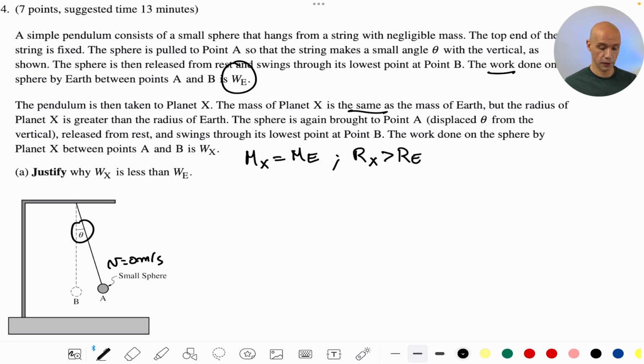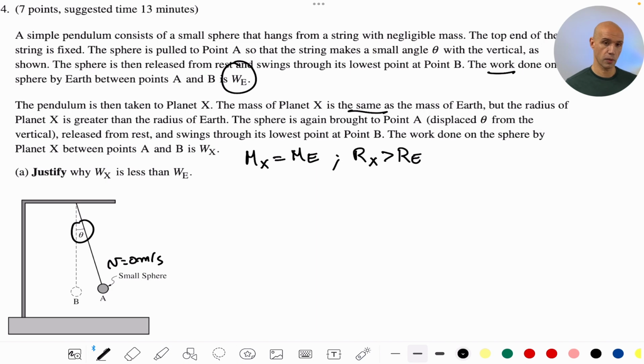The sphere is again brought to point A, displaced theta from the vertical, released from rest, and swings through. Okay, I mean, a silly thing here is that, if it has a very thick atmosphere or not, it would change the motion of and the work on the pendulum. But let's say that we ignore the effects of the atmosphere. That's usual. So let's try to understand what's the work here.